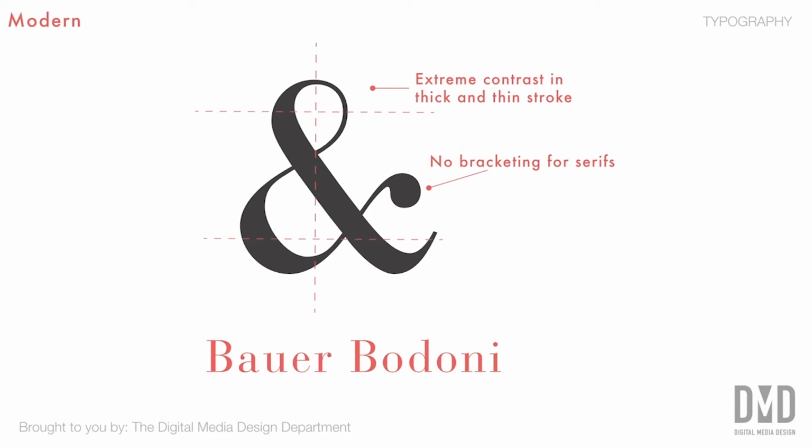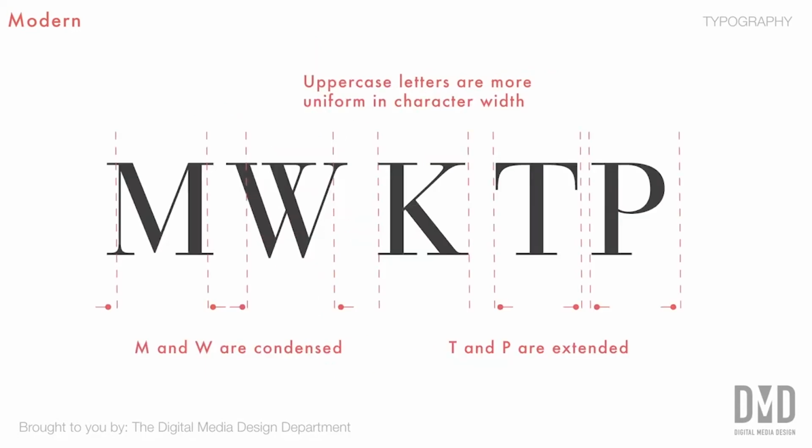Something else that is interesting is when designing modern typefaces, the uppercase letters are more uniform in character width than previous serifs. If you look at the M and the W, you'll see they squeeze them in just a little bit to condense them for use. And conversely, they took the T and the P and they pushed them out a little bit. These slight changes help to create uniformity in the letter forms.